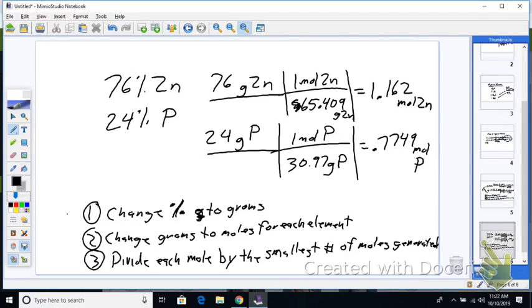Okay. So we're done with step 2. Again, here's a pitfall students have. In a class of 24, I'll probably have 2 or 3 people that will not take this extra step and would round both of them. So then they'd say the formula is ZnP. Because they say, well, we're just going to round 1.16 to 1 and 0.77 to 1. And that's my formula. Divide by the smallest first.